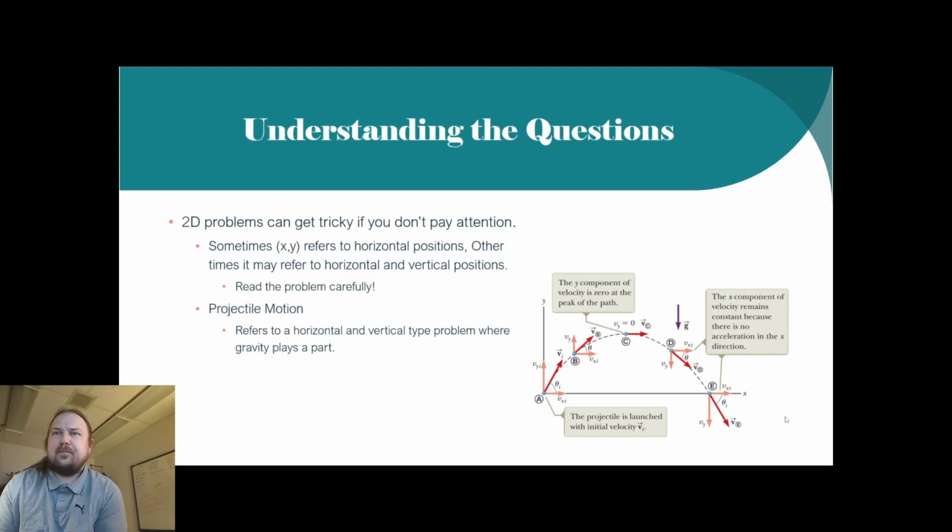It stays the same. As we keep going up, you'll see that there is a certain point where the velocity reaches 0 in the y direction. At that point, that is known as the peak. It is at the peak of its path.